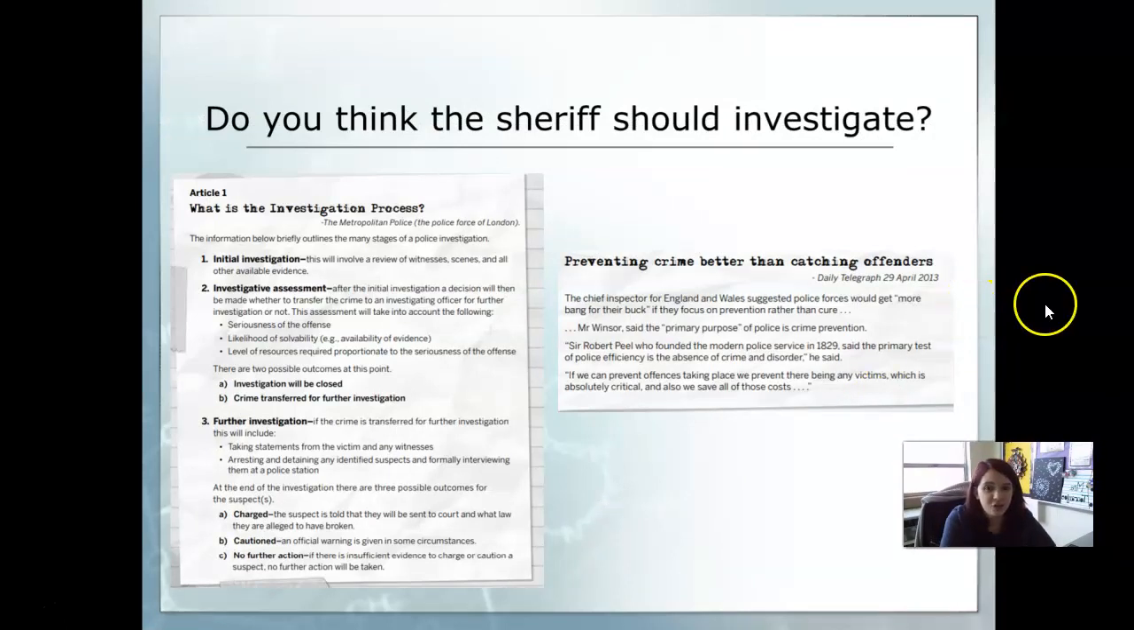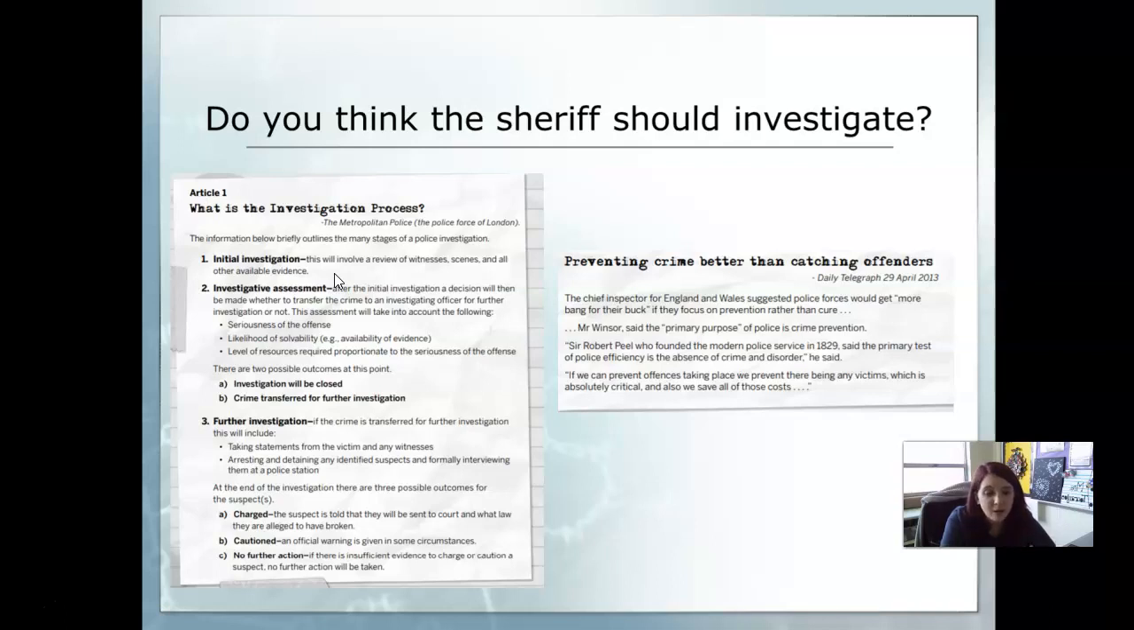Next, do you think the sheriff should investigate? So, what does the investigation process look like? The initial investigation will involve a review of the witnesses, scenes, and all other available evidence. Then, their investigative assessment. After the initial investigation, a decision will be made whether to transfer the crime to an officer or if they're even going to investigate or not. This can be determined by the seriousness of the offense, whether it will be able to be solved, and the level of resources for the seriousness of this offense.